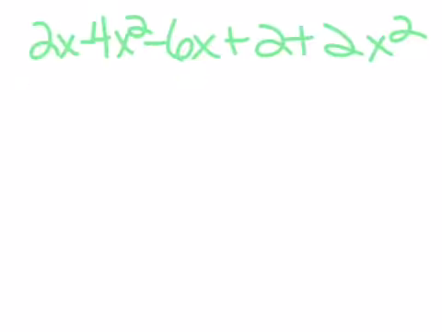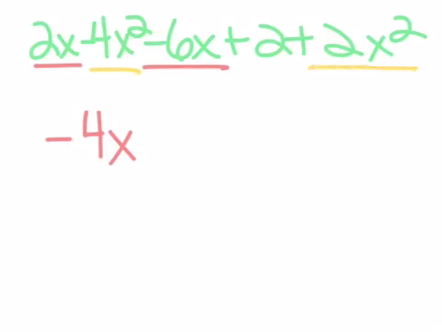All right, here's example 2, and I'm going to work through it kind of fast. So 2x and then negative 6x gives me negative 4x, negative 4x squared, and positive 2x squared gives me negative 2x squared. And then I have a plus 2 behind it. That's my final solution.